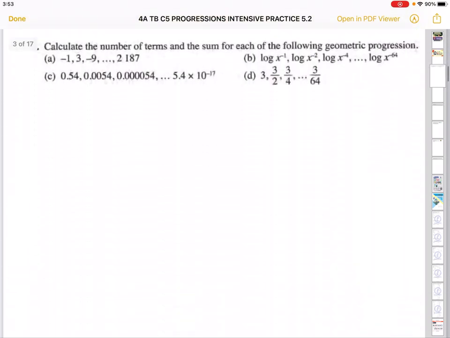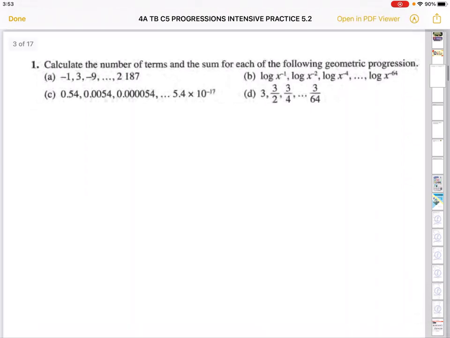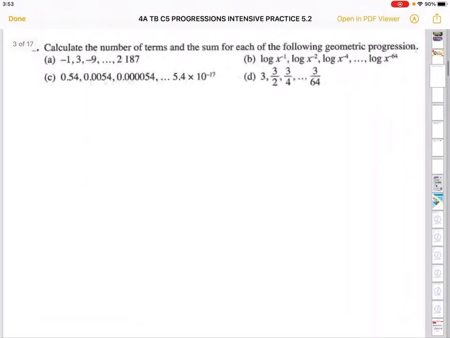Let's look at question number 1. This is mainly on geometric progression. So the first question is, we need to find the number of terms in this progression here, and with that we need to find the sum as well. So yeah, number of terms and the sum.